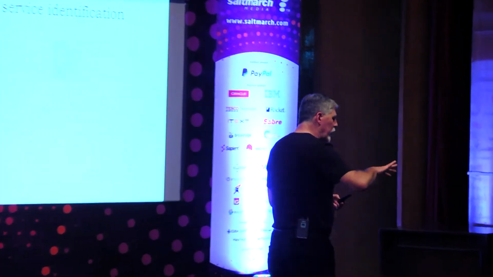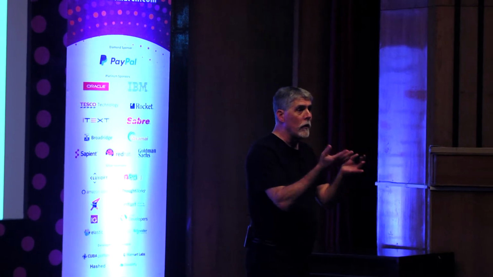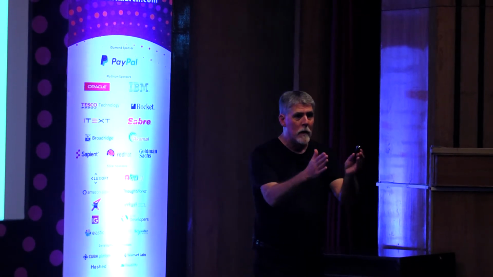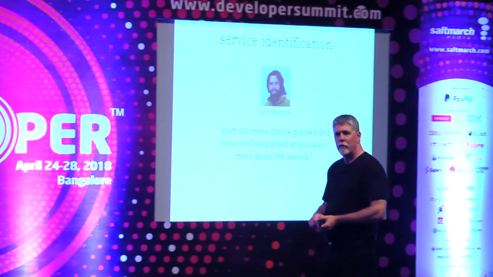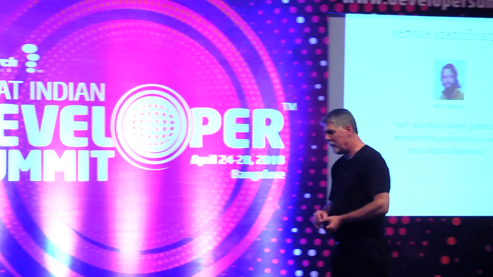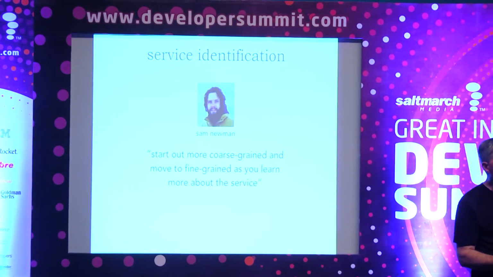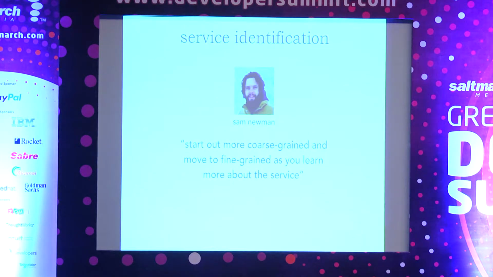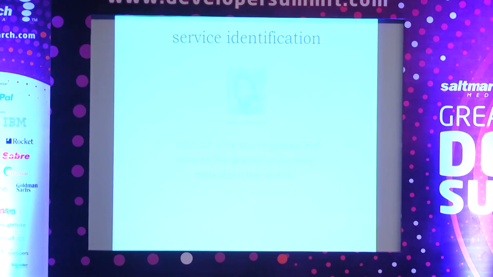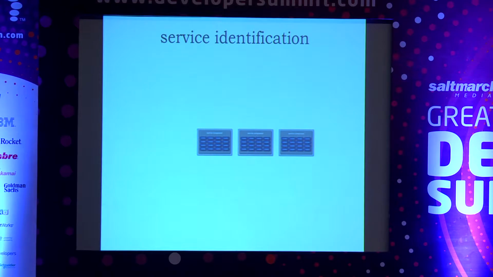So we talked about the 3 tests for granularity, but we need services in order to ascertain whether we should expand them or contract them. So my friend Sam Newman, who wrote the Building Microservices book, kind of the first O'Reilly definitive guide to microservices, has this to say. He says, start out more coarse-grained and then move to more fine-grained as you learn more about the service. Extremely good advice. So when we define services, let me tell you, there's 3 ways of defining a service.